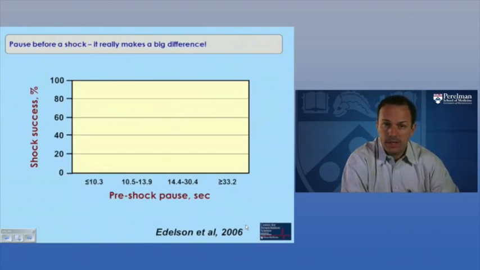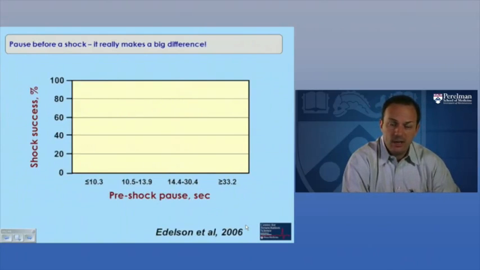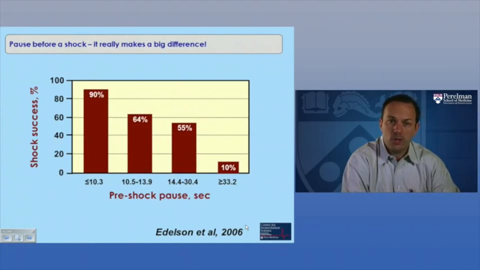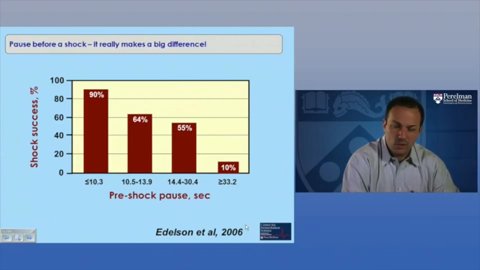Does it matter? Well, we looked at this in a methodologic way, and what you see here is a distribution of pre-shock pauses from very short to very long, and the chance of the shock actually working. And what we found was the longer the pre-shock pause, the worse the chance of the shock actually doing anything. Now, you see those pauses are sort of funny numbers, less than 10.3, 10.5 to 13.9, not sort of regular even numbers. That's because this is called a quartile analysis. We took a whole series of cardiac arrests and divided them into 4 equal portions, the same number of cases in each bar. So on the left, the tall bar there represents the quartile with the shortest pre-shock pauses, and on the far right, the quartile with the longest pre-shock pauses. And you can see a dramatic effect on defibrillation with these pauses.